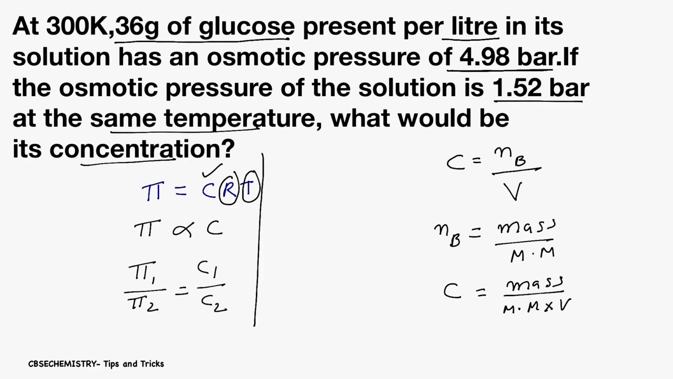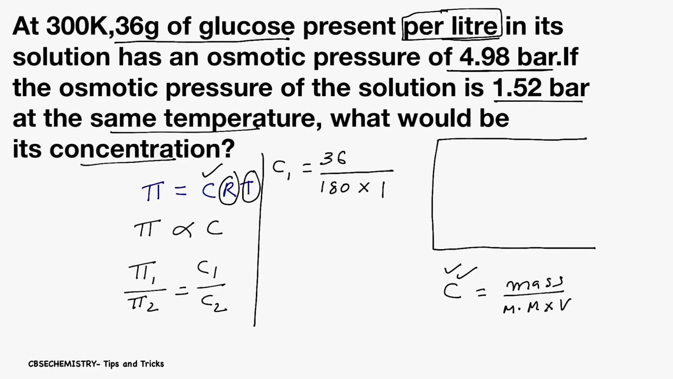First we can find the concentration in the first case, C1. See, use this equation. Mass, what is the mass? 36 by, what is the molar mass of glucose? 180 into volume. What is the volume? Per liter, right? So 1 liter. How we got this 180? See, molar mass of glucose is 180, that you know, right?